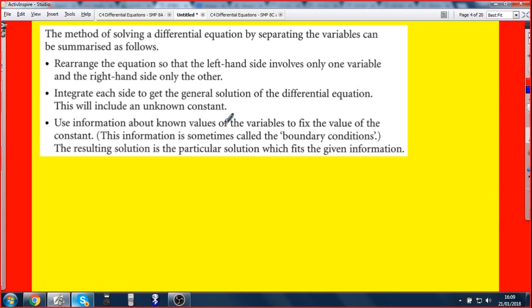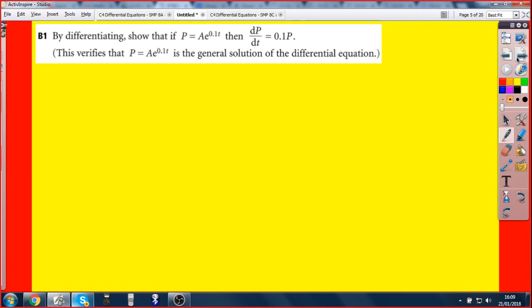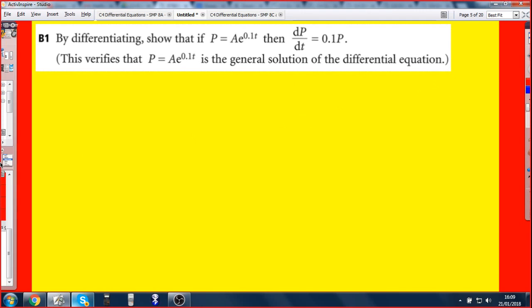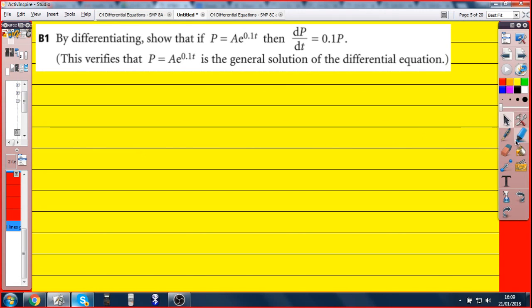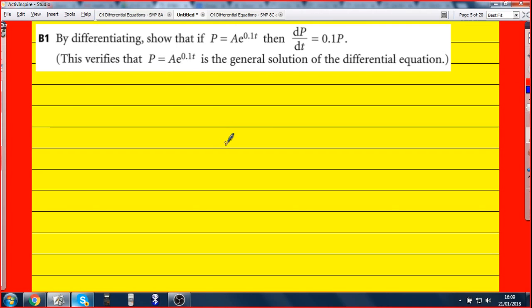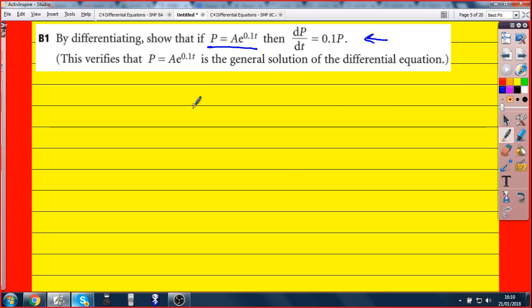Yeah, this just says what you do: rearranging the left side, rearranging the right side, integrating both sides. Okay, let's try this one. Tell me if any of that is cut off. Okay. We're actually checking our answer by differentiating it to see if we get what we started with.